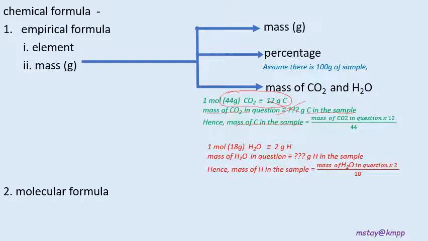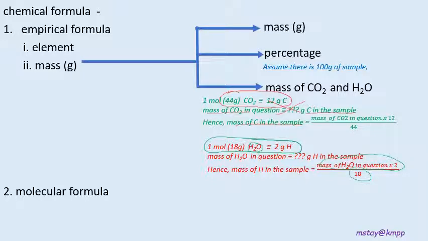A similar method can be used to determine the mass of hydrogen. However, we have to be alert here: every 18 grams of water consists of 2 grams of hydrogen, because the formula for water, H2O, consists of 2 hydrogen atoms. After using crossover multiplication, we will notice that if we want to find the mass of hydrogen in the sample, we always use the mass of water in the question, multiply by 2 and then divide by 18.